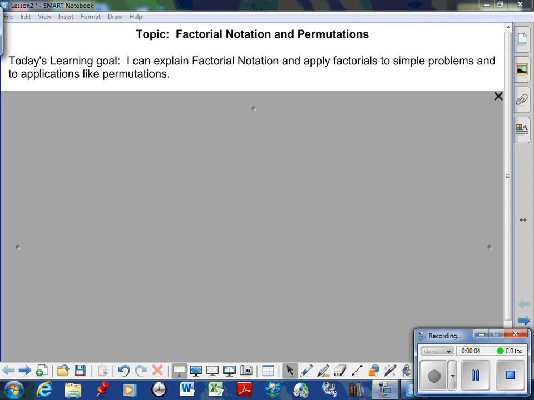And what's the topic today? We're looking at factorial notation and permutations. So today's goal, I want you to be able to explain what factorial notation is, and then I want you to be able to apply factorials to simple problems and to applications like permutations. Okay, so we'll talk about what each of those means as we go through.